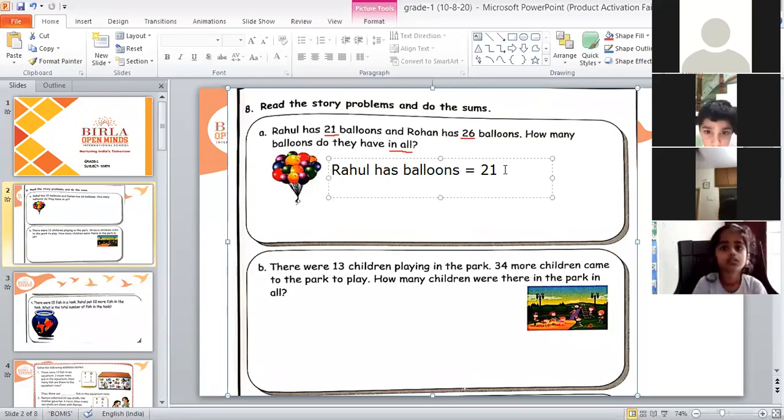The next, who's that other boy? Rohan. So we will write here. Next we will write Rohan has balloons equal to how many balloons? 26 balloons. Rohan has 26 balloons.